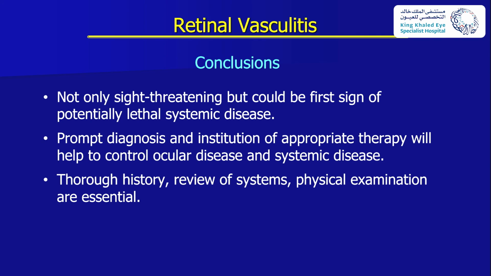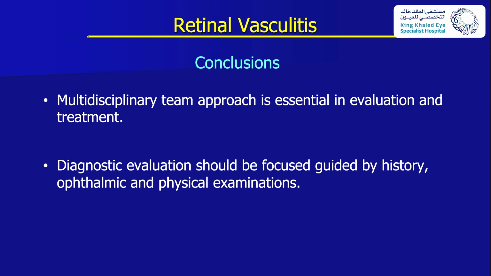So in conclusion, retinal vasculitis is not only a vision-threatening disease, but could be the first sign of a lethal systemic disease. Prompt diagnosis and the institution of appropriate treatment will help to control ocular disease and systemic disease. You need to have a careful history, review of systems, and physical examination to make the diagnosis. You might need the help of infectious disease or rheumatology or other disciplines. Diagnostic evaluation should be focused, guided by history, ophthalmic, and physical examination.